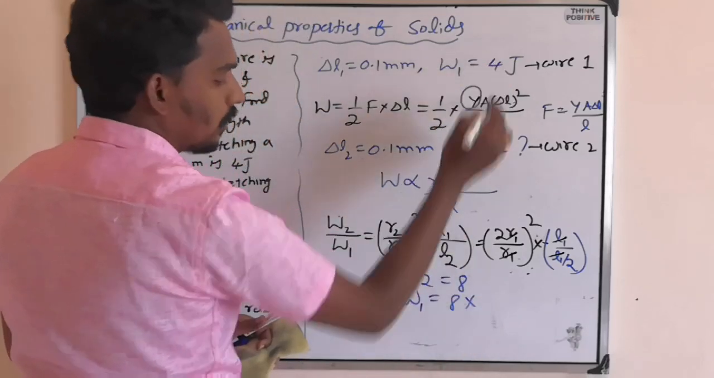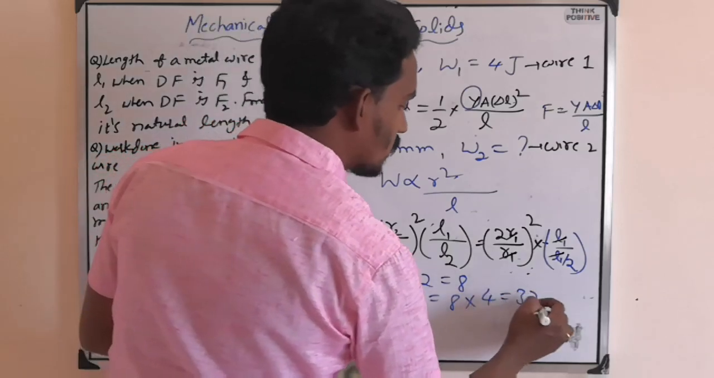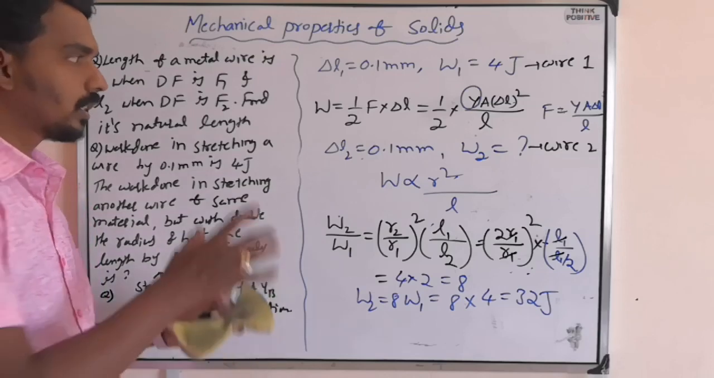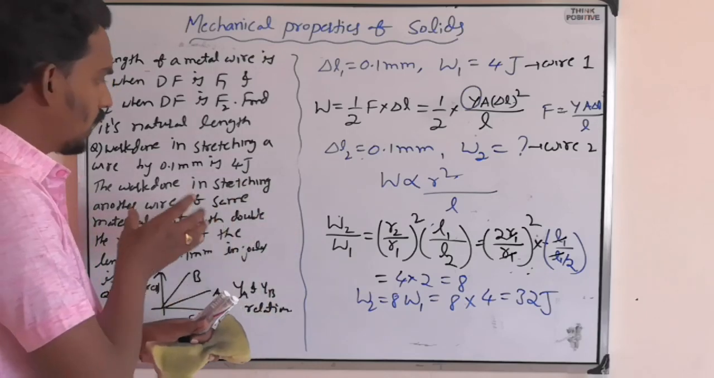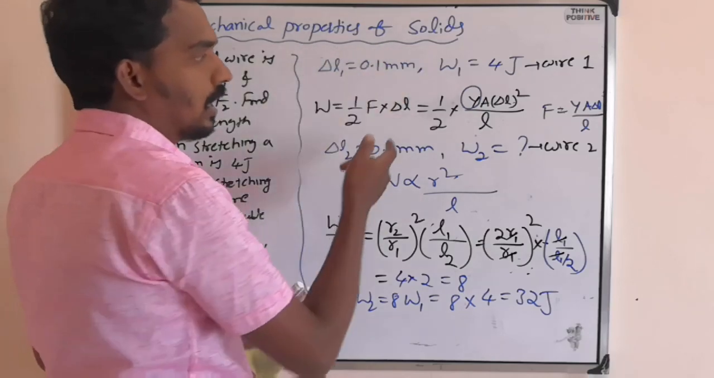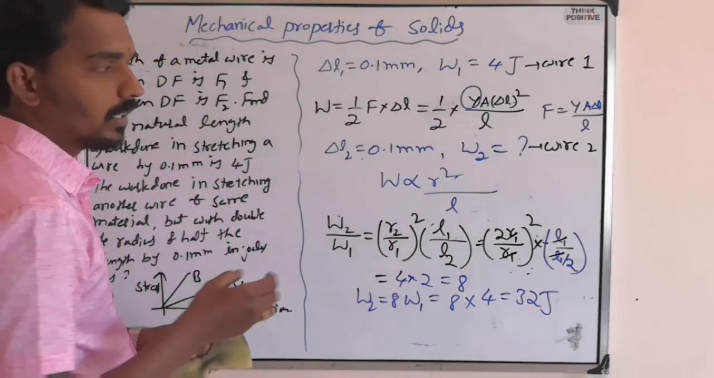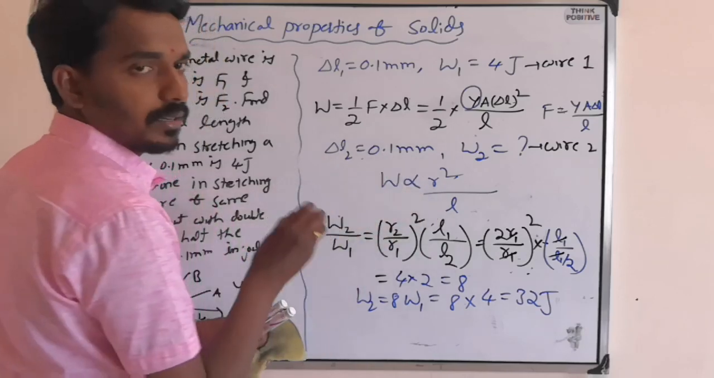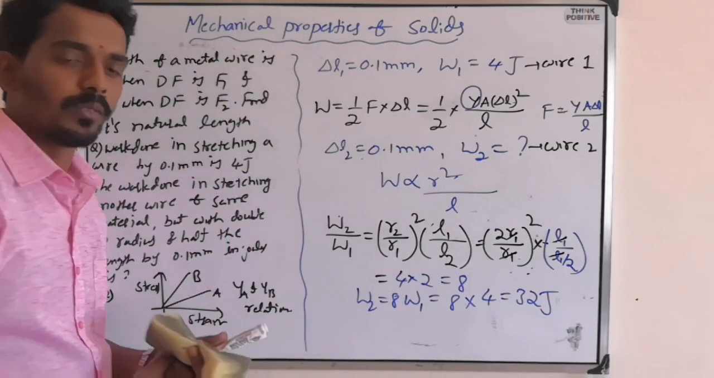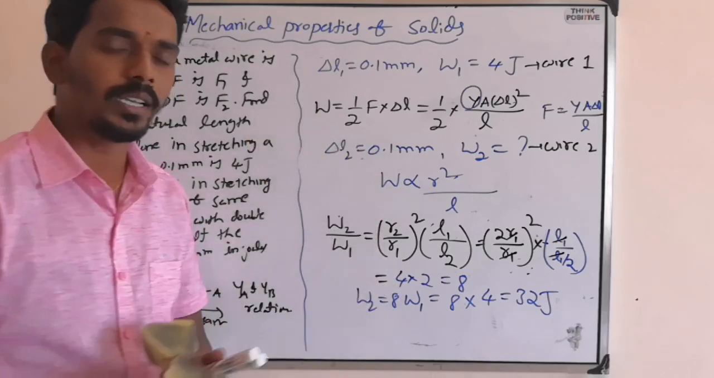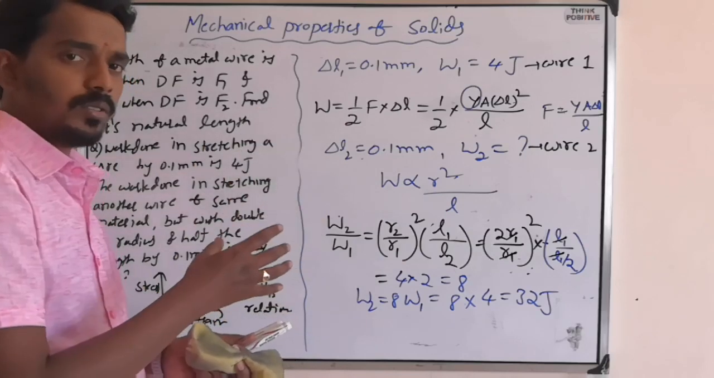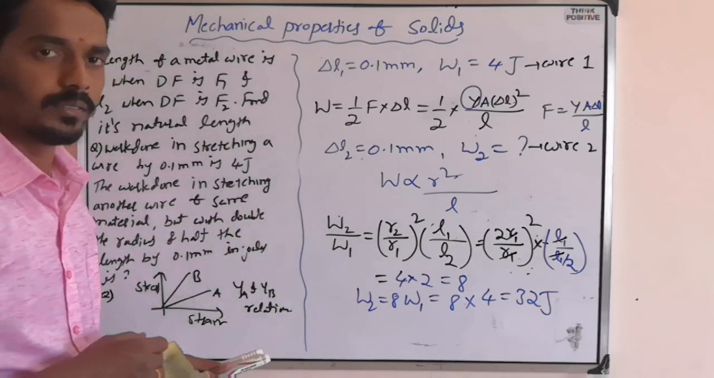So 8 times W1, which is 4. What is the answer? 32 joules. So this way, please try to understand the question. That is what I said: understand the question, manipulate if needed, then take the relation properly after manipulating and do the calculation carefully. Then only you will get things properly. Right? So this is how you have to deal with the question.